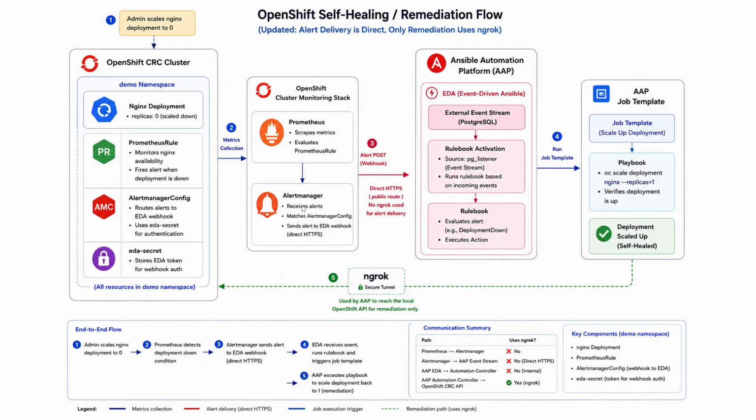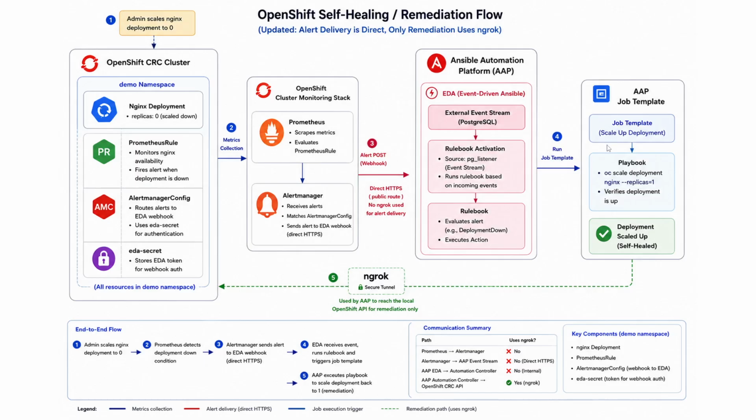The Alertmanager then forwards this alert directly to the AAP external event stream over HTTPS, using the public route of the AAP developer sandbox. No ngrok tunnel is used for alert delivery. Then Event-Driven Ansible evaluates the rulebook synchronized from GitHub, and if the alert matches the configured conditions, it triggers an automation controller job.